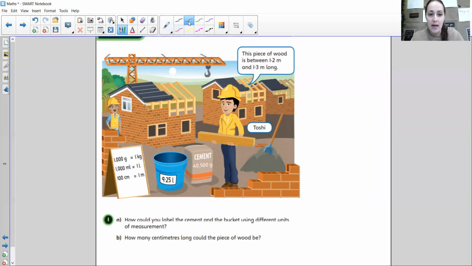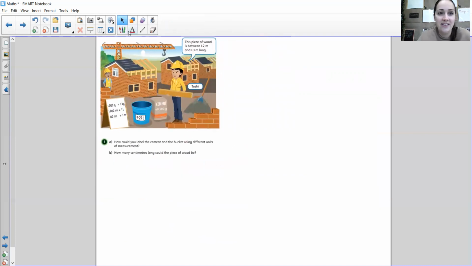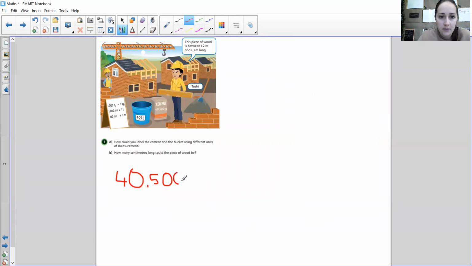Okay then, get my pen, so let's have a go together. Right, how could we label the cement differently? Right, I'm going to just shrink this down so that I can write right underneath so you can see. So the cement then was 40,500 grams. Okay, as soon as I am seeing this, I am thinking to myself, what do I know about grams? Well, I know that grams are weight, and I know that there's how many grams in a kilogram? 1,000, and it's actually on there as well if I wanted it. But there's 1,000 grams in a kilogram. Why? Well, because kilo means 1,000.